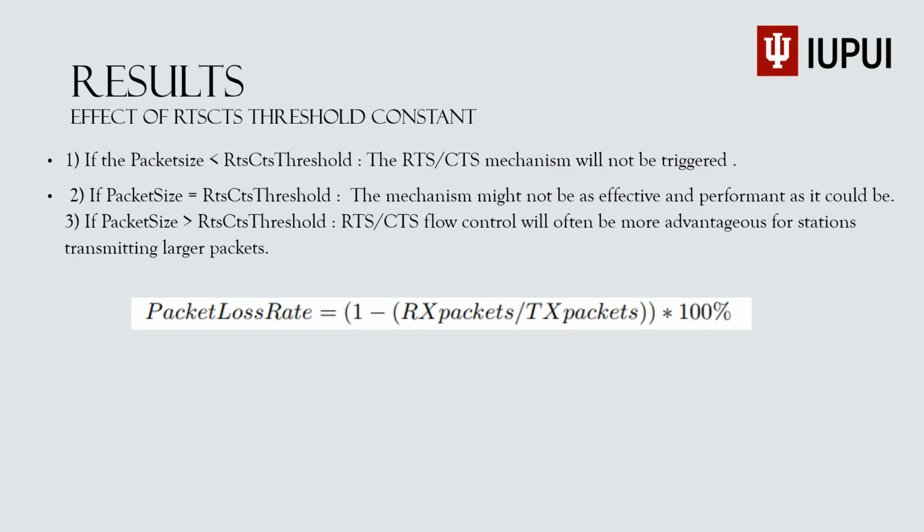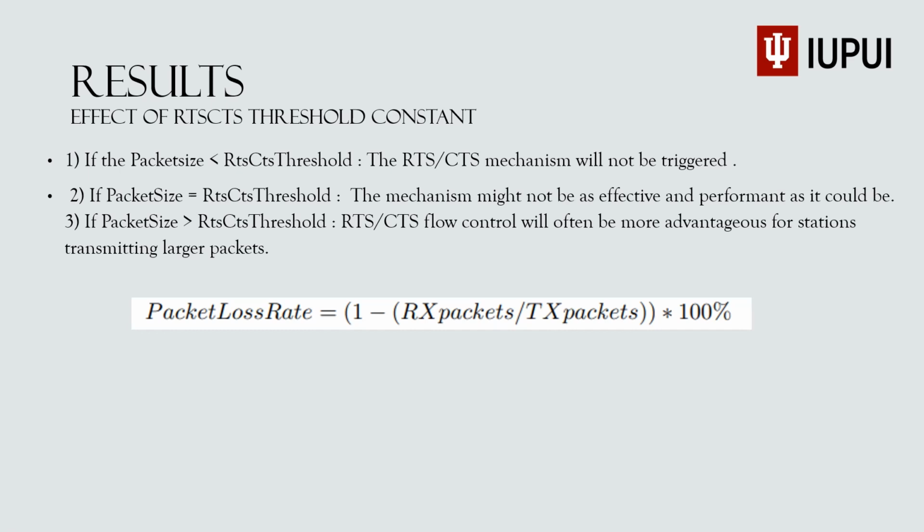The effect of RTS-CTS threshold. The request to send (RTS) and clear to send (CTS) signals are used for flow control in a wireless network below a certain size of data packet, which is determined by the RTS-CTS threshold constant. RTS-CTS is used to prevent data collisions if the packet size is more than the threshold value, and if the packet size is lesser than the RTS-CTS threshold, the mechanism will not be triggered.